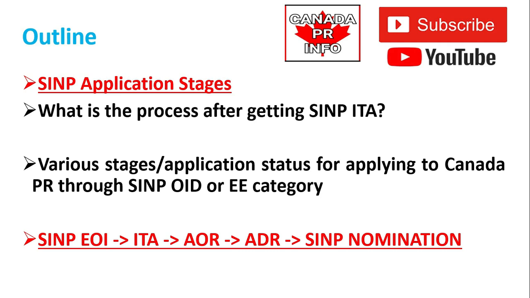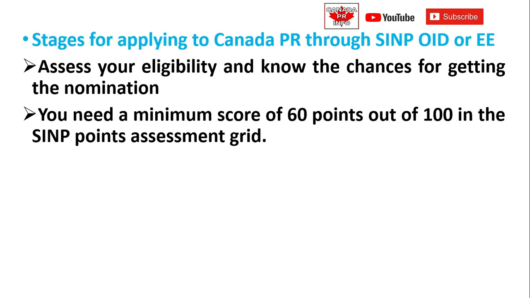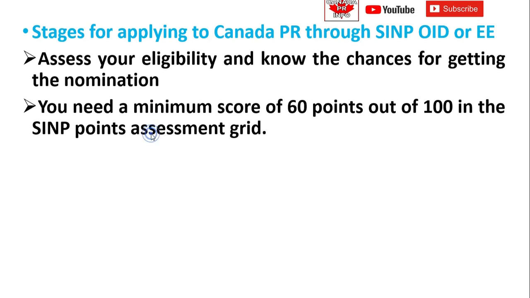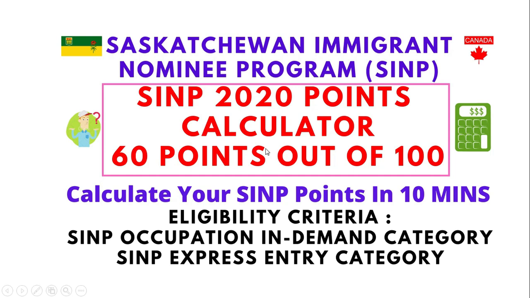Okay, now let's begin. To start with, if you want to apply for Canada PR through SINP OID or Express Entry category, then you need to assess the eligibility first and identify the chances for getting SINP nomination. And for that, you need minimum 60 points out of 100 in the SINP points assessment grid. And to calculate your SINP points, you can watch this video and calculate your SINP points in 10 minutes for OID as well as for the Express Entry category.